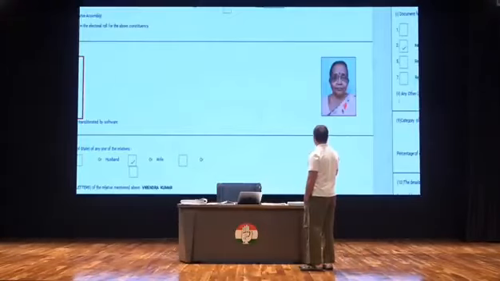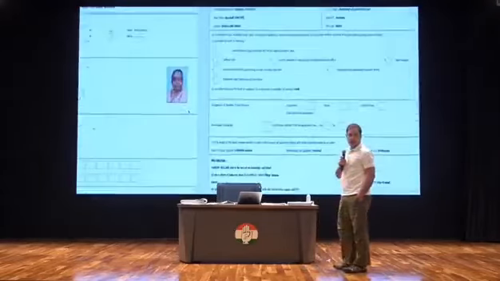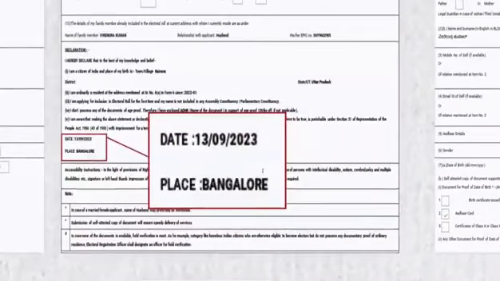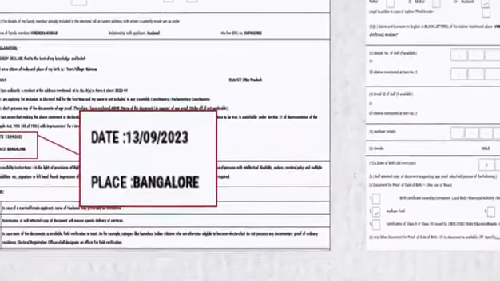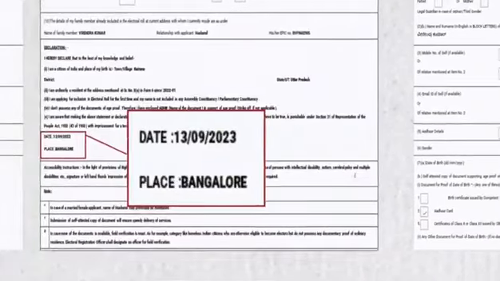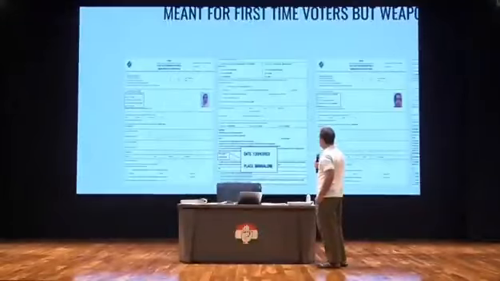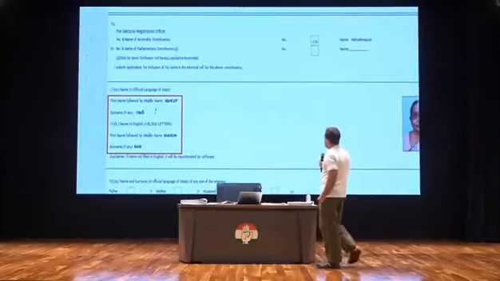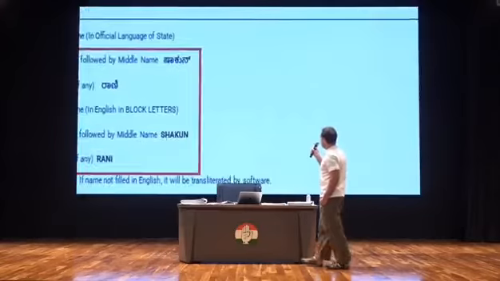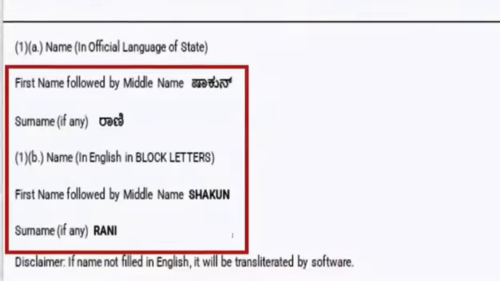Zoom out. That's her. And you see a very interesting thing here. She appears twice on the voter list. She comes in using Form 6. Zoom into her name the first time. Here, first name, Shakun, surname, Rani. Right? Now look at her picture.